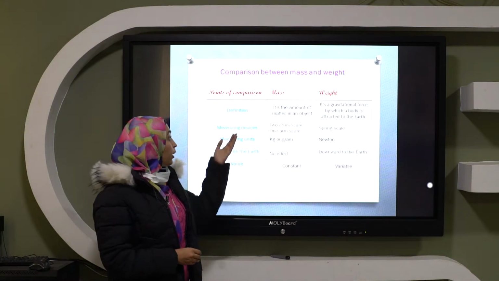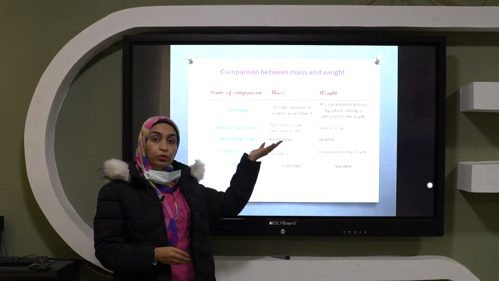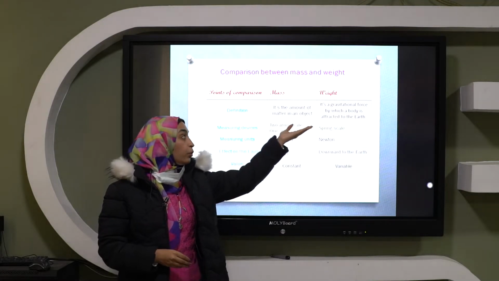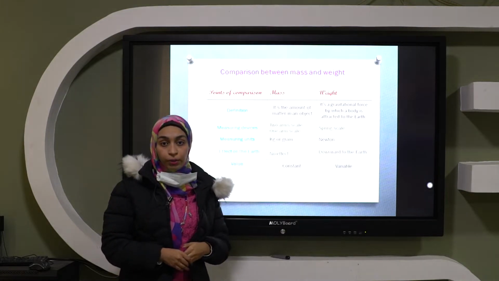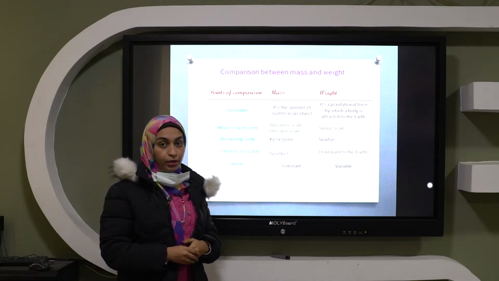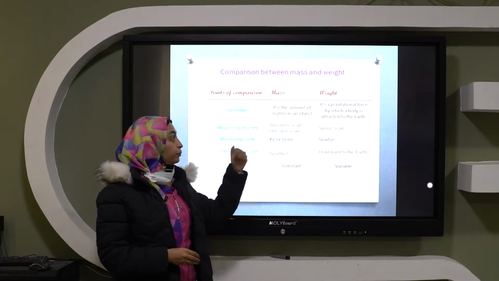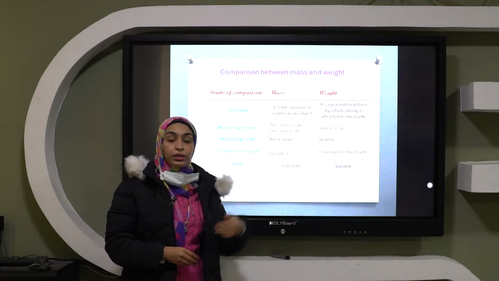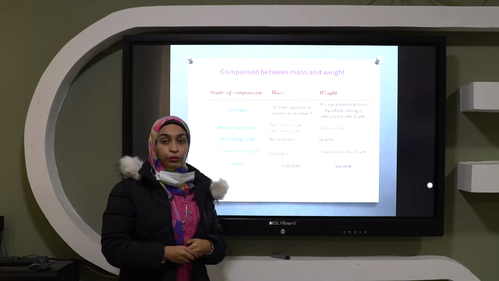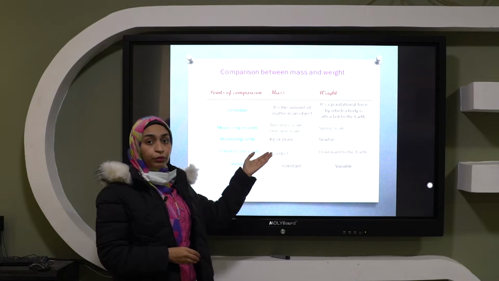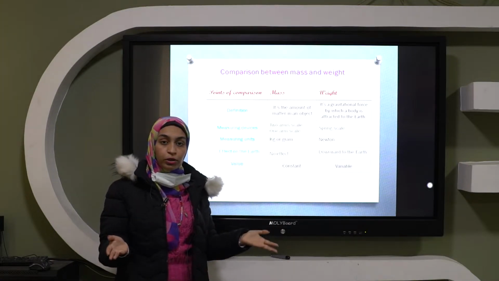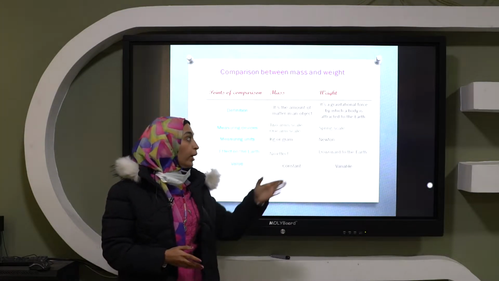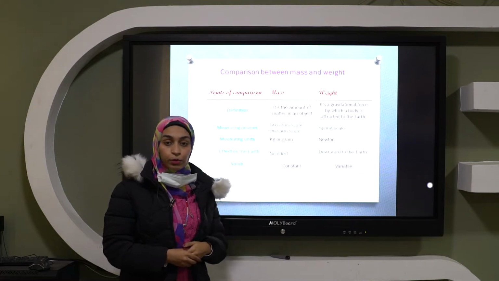According to the definition, mass is the amount of matter in an object, while the weight is the force by which the body is attracted to the earth. The measuring unit for mass is gram or kilogram, while the measuring unit of weight, as we see, is Newton. What about the device? The most common one for mass, as we know, is the balance scale, while for the weight it is the spring scale.